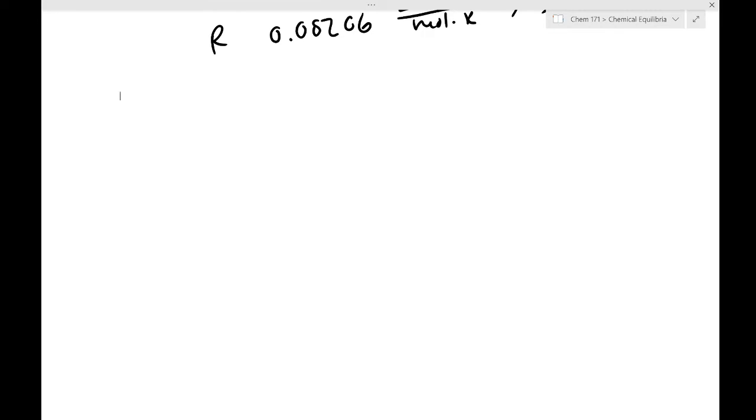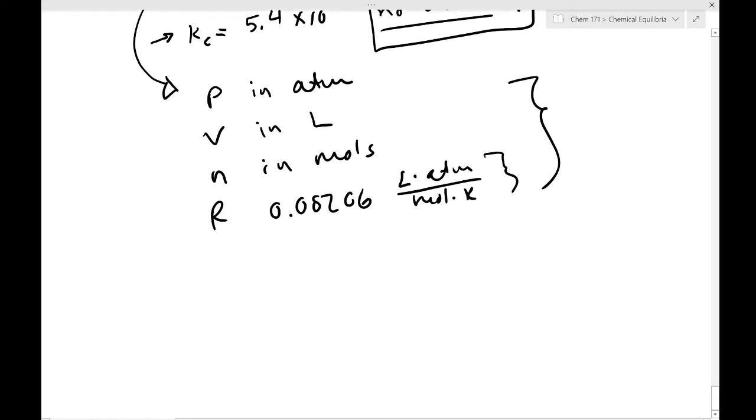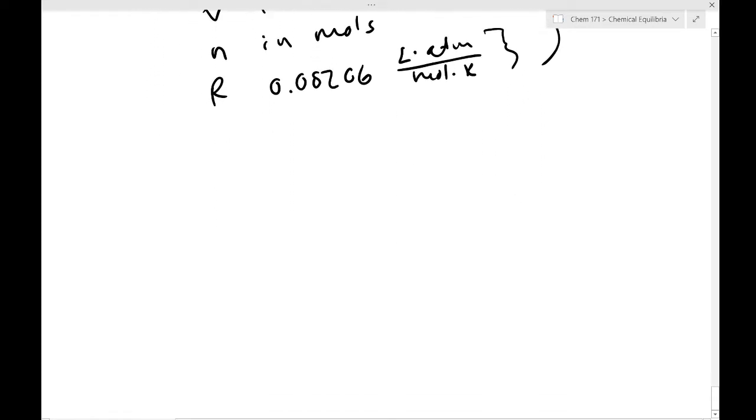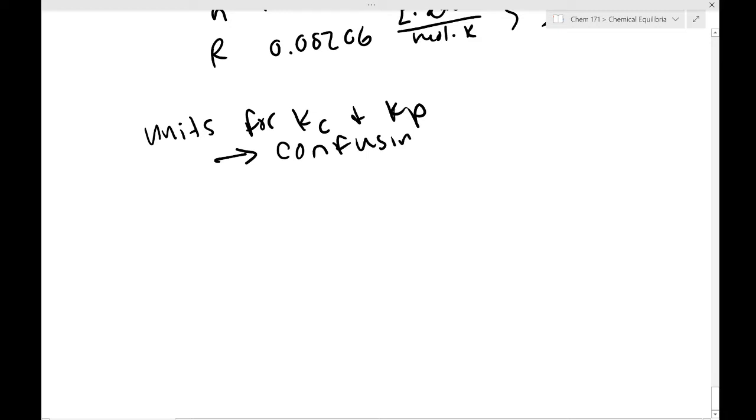Okay, let's continue with this idea of the units that are involved with the equilibrium constant. Yeah, let's talk about this. Units for Kc and Kp. It's confusing, but we can't ignore it any longer. Okay, so the units for Kc and Kp are somewhat confusing.